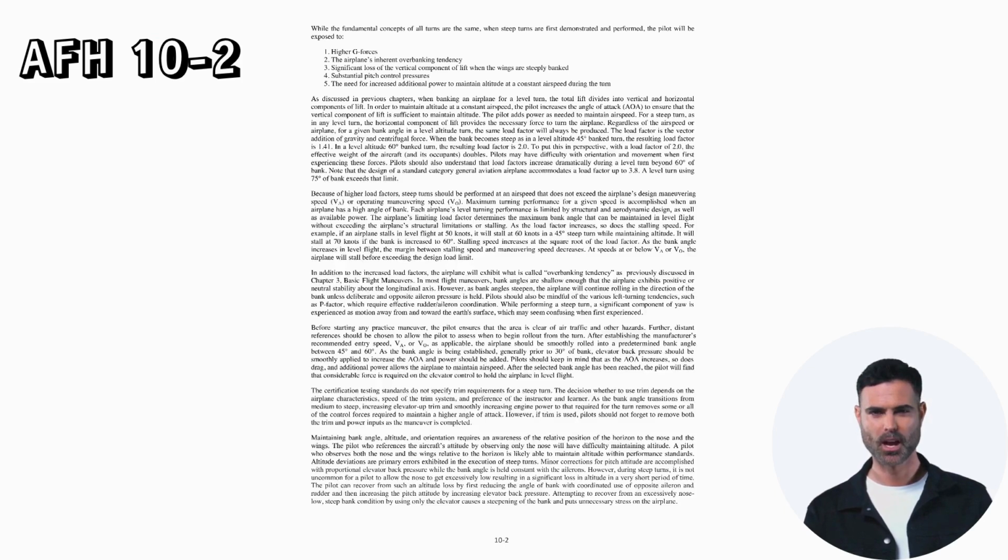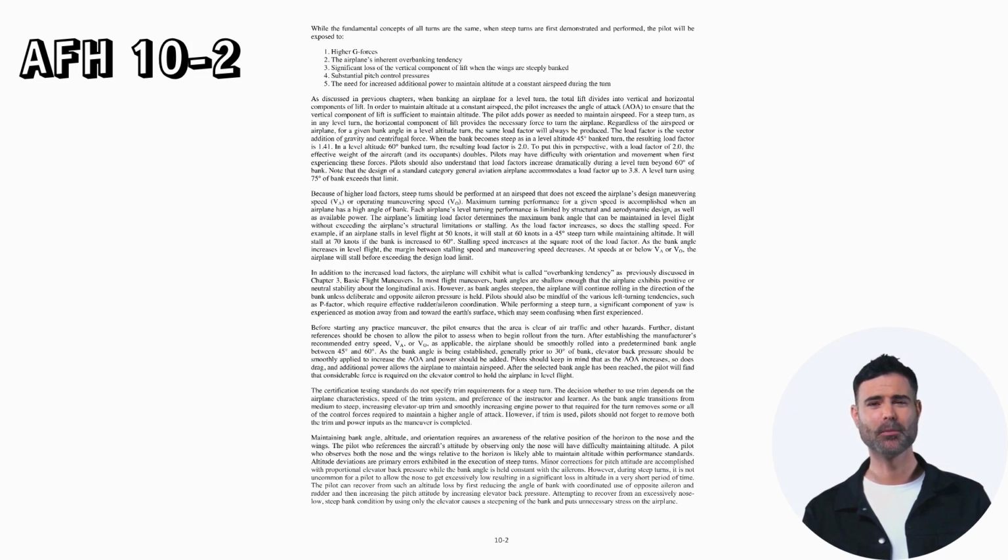While the fundamental concepts of all turns are the same, when steep turns are first demonstrated and performed, the pilot will be exposed to: 1. Higher G-forces. 2. The airplane's inherent overbanking tendency. 3. Significant loss of the vertical component of lift when the wings are steeply banked. 4. Substantial pitch control pressures. 5. The need for increased additional power to maintain altitude at a constant airspeed during the turn.